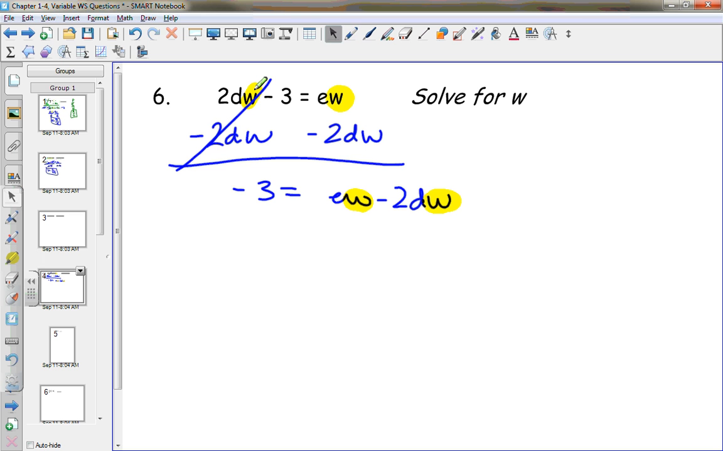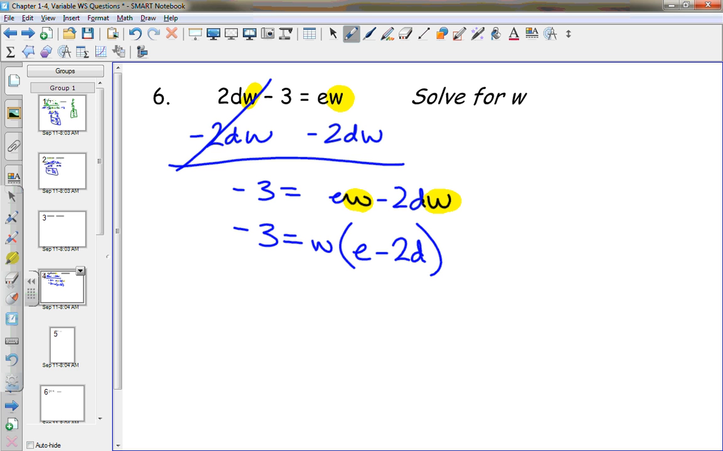Not distribute, not combine. If you're going to combine, you have to ask yourself, how are these two like terms? Because they are like terms, but it's the same concept of fishing. We're going to go fishing, right? We're going to fish out the lovely little W. So if I yank out a W, what is left of EW? E minus 2D. Do we understand that?